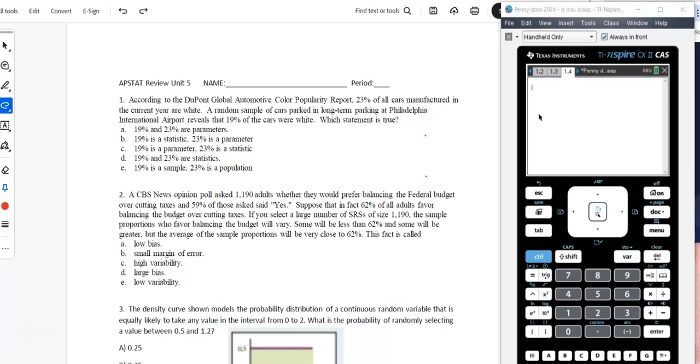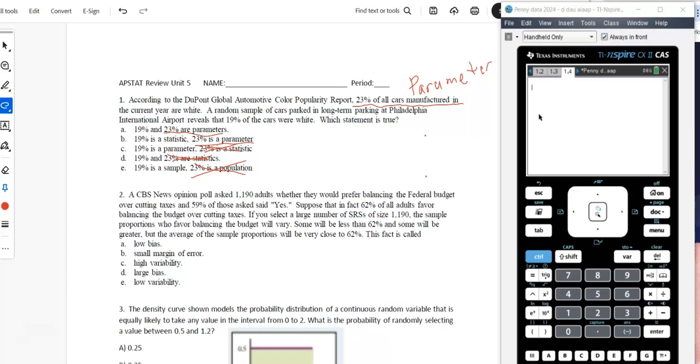So this is the review for Unit 5. According to the DuPont Global Automotive Color Popularity Report, 23% of all cars manufactured in the current years. So that sounds like a parameter because it's describing the population. All cars, not just a sample here. So that's definitely a parameter. So right away we think, okay, 23% is a parameter. That's definitely not true. 23% is a population. It's a parameter that describes a population here. So we know already it's one of those two.